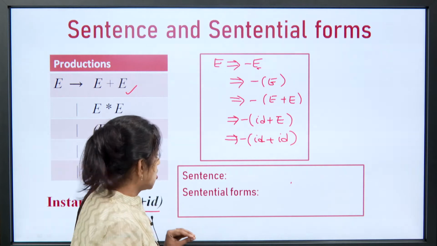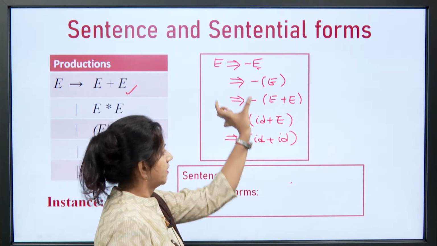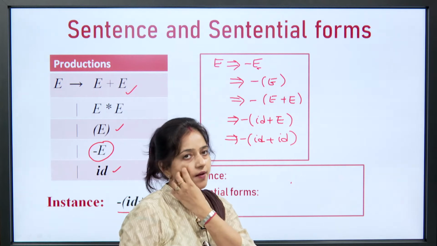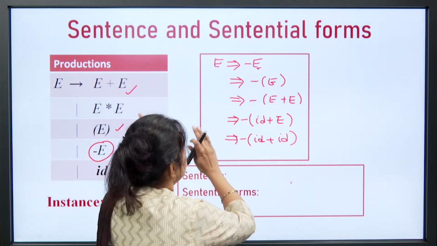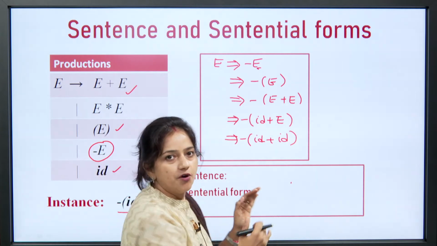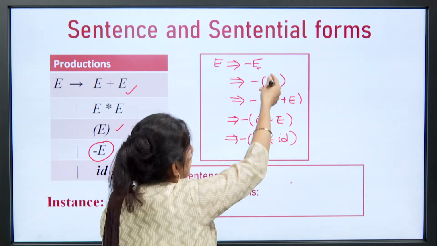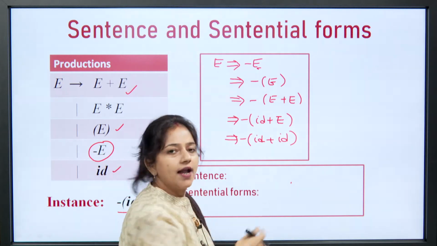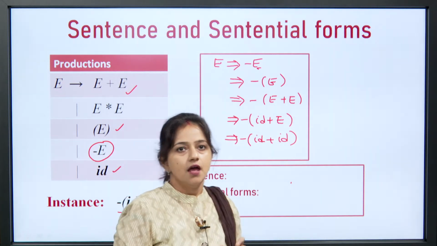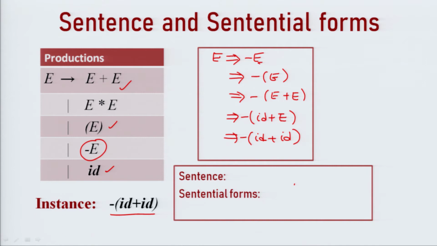Now, we will try to obtain what is the sentence and what are the sentential forms over here. Sentence means, when we are doing the derivation, we are obtaining many forms like E, minus E, and so on. These are all the forms that we are obtaining in the derivation. Now, the form that has only a string of terminals will be called a sentence. Among all these forms, this is the form that has only a string of terminals. So, here the sentence is minus id plus id.